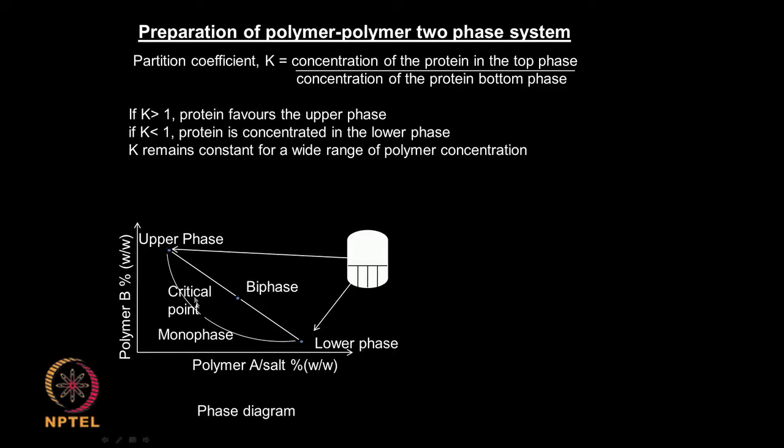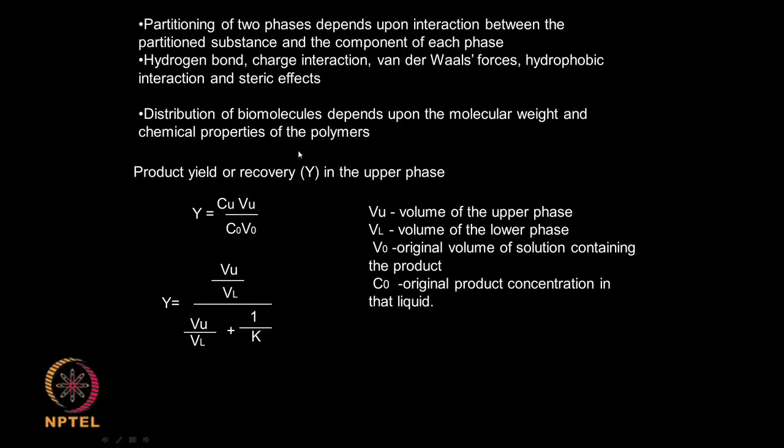We do not want to work below this. So, this is called the critical point. Okay. So, we need to remember that. There are some terms which we need to remember. One is called the product yield or recovery in the upper phase. So, yield Y is equal to concentration in the upper phase times volume of the upper phase, divided by total concentration containing original volume of V naught.